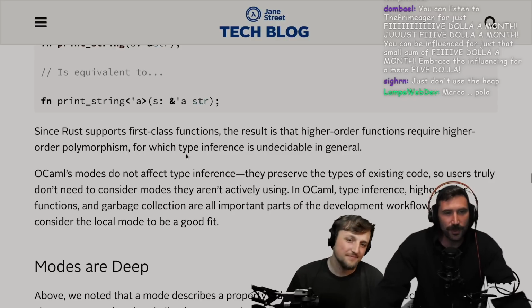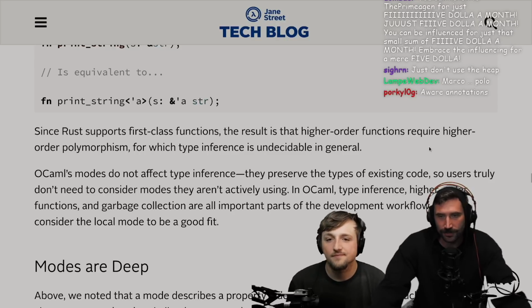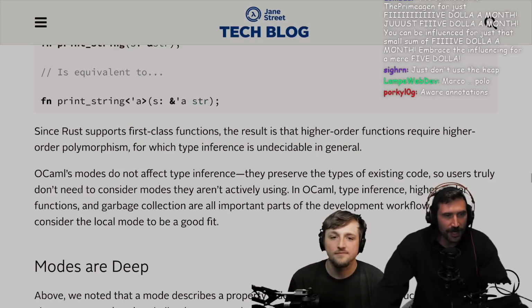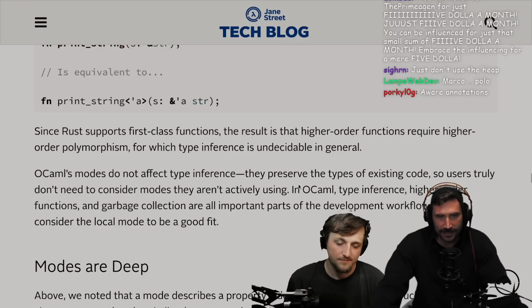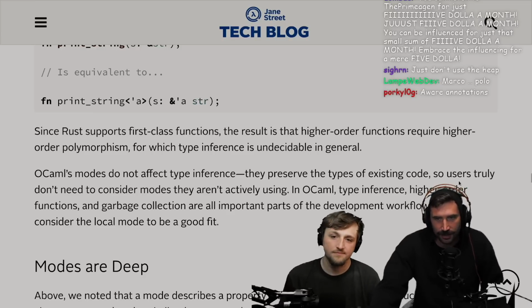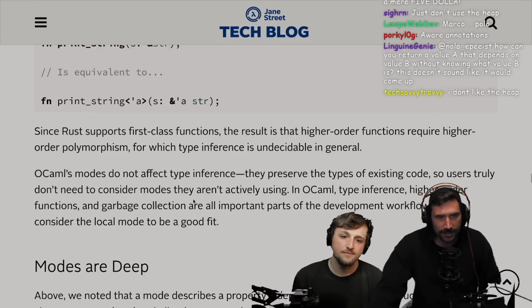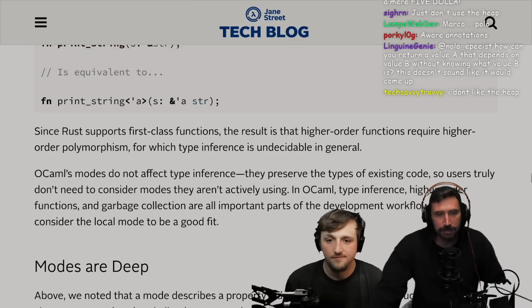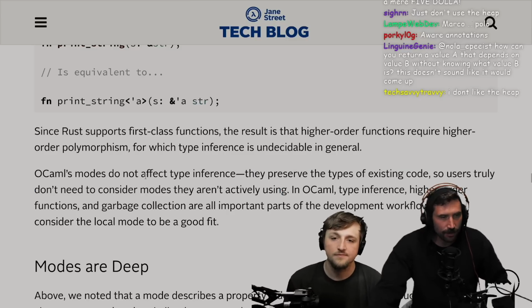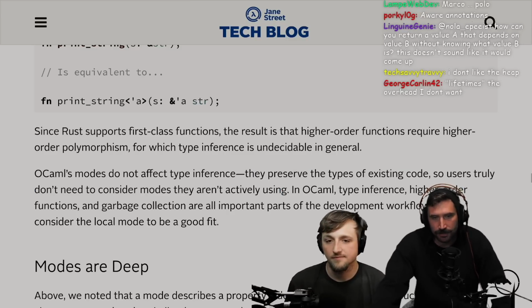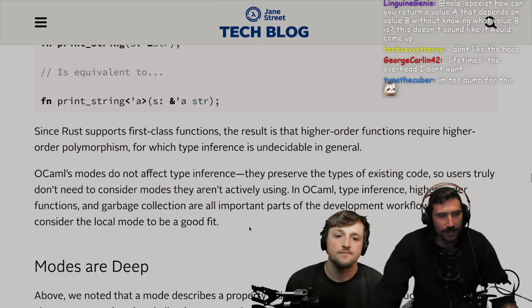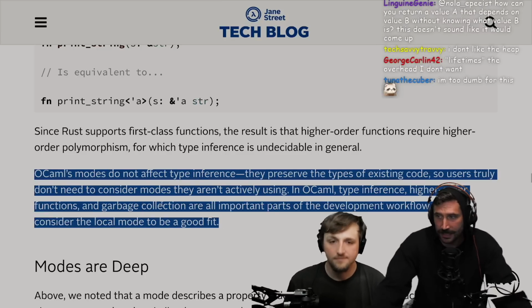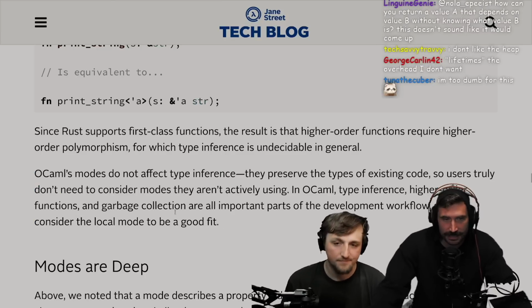Since Rust supports first-class functions, the result is that higher-order functions require higher-order polymorphism, for which type inference is undecidable in general. Okay. OCaml's modes do not affect type inference. They preserve the types of existing code, so users truly don't need to consider modes they aren't actively using. Beautiful. In OCaml, type inference, higher-order functions, and garbage collection are all important parts of the development workflow, so we consider the local mode to be a good fit. I'm liking this. This seems really nice.